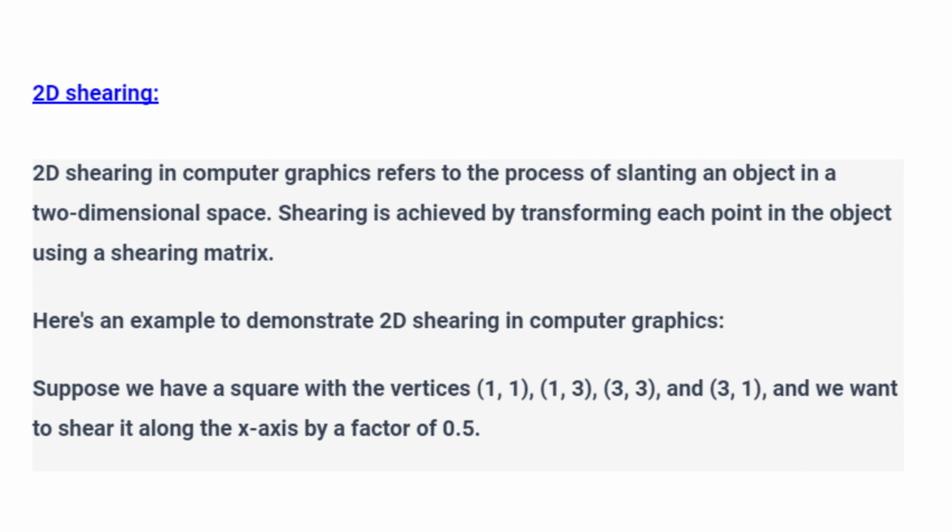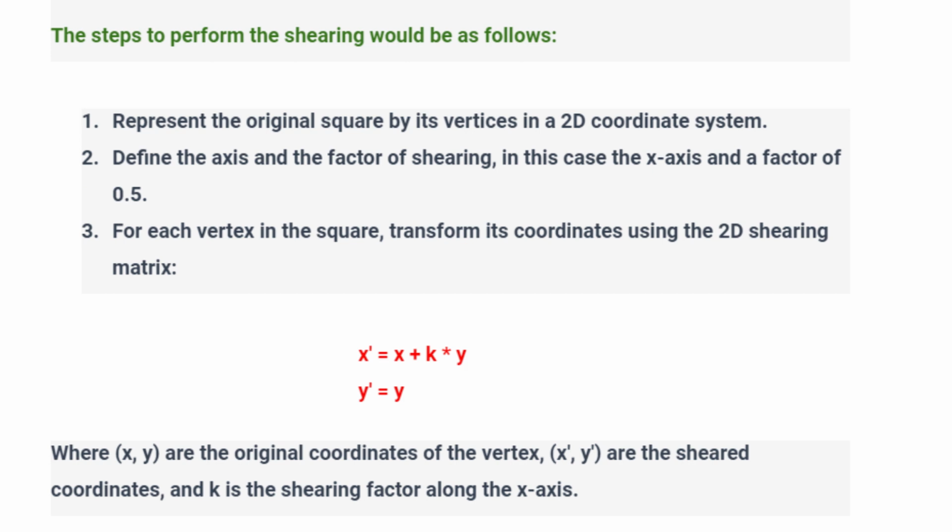Suppose we have a square with the vertices (1, 1), (1, 3), (3, 3), and (3, 1), and we want to shear it along the x-axis by a factor of 0.5. The steps to perform the shearing would be as follows.